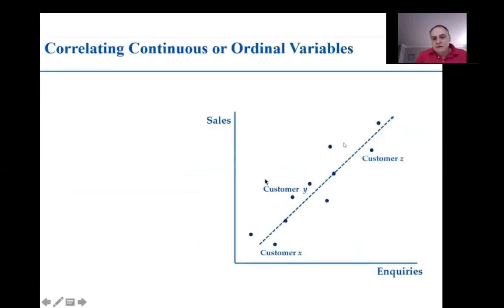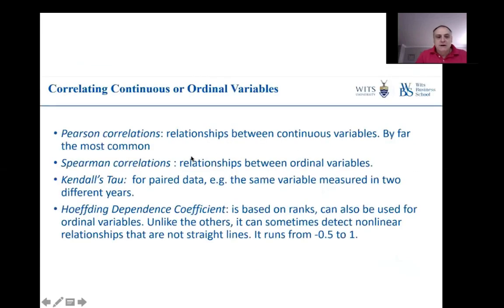And so this just takes you through similar to what I said. Customer X, very few inquiries, low sales; lots of inquiries, high sales. It's important to know the correlation that we're looking at. We look at two basically, something called the Pearson correlation and the Spearman correlation.